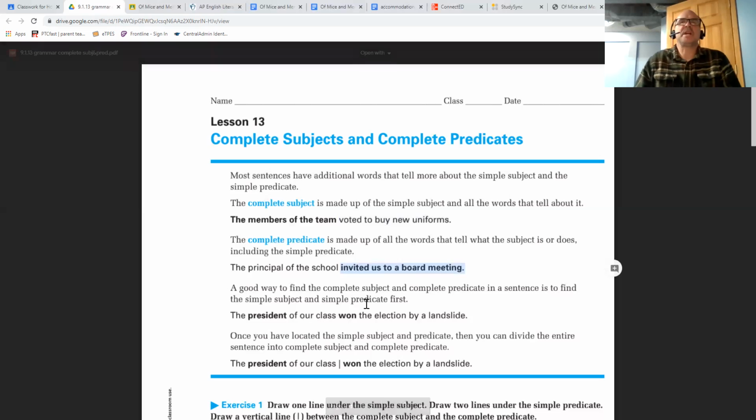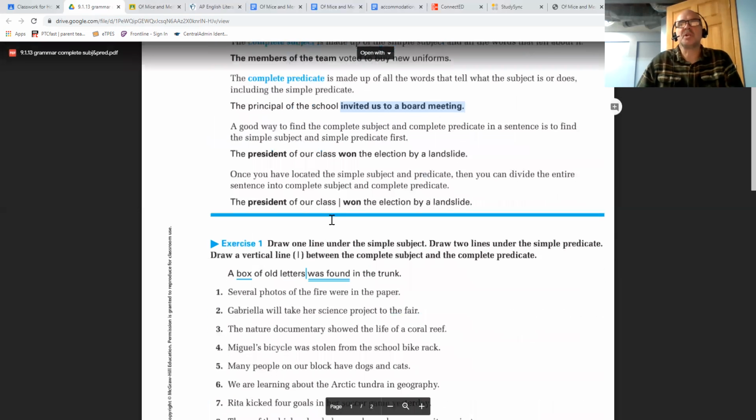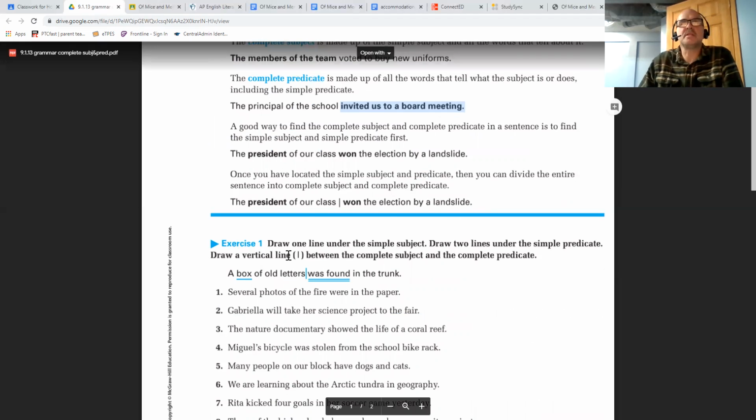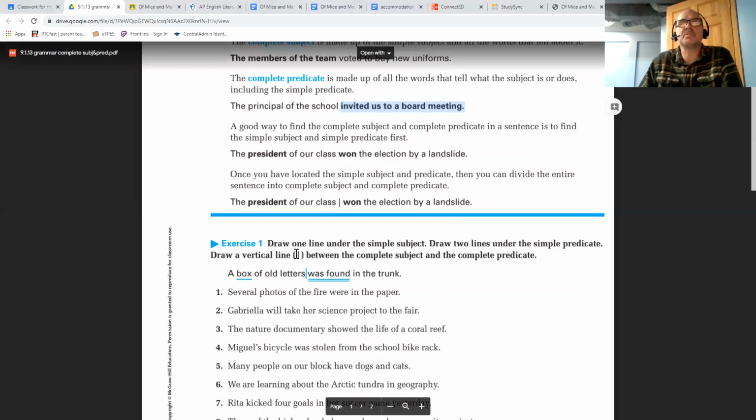A good way to find the complete subject and complete predicate in a sentence is to find the simple subject and simple predicate first. We know that president is the subject and one is the verb. Once you've done that, you can divide the entire sentence and put a line between them and say, here's the complete subject, here's the complete predicate, and all this helps us understand clauses and how larger sentences will eventually fit together when we get to that. So what we're asking you to do, as the instructions say, is draw one line under the simple subject, two lines under the simple predicate, and then a vertical line between the complete subject and complete predicate.